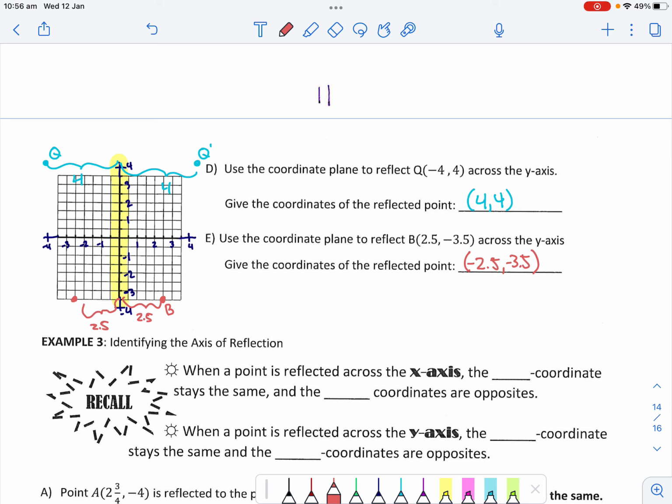So now that we've done this where you're given the point and you're actually reflecting that point over to the other side, now we are going to go to what if you're not given a graph and I want to know what reflection you did. So did you go over the x-axis or the y-axis? So we're going to kind of put all these things together.